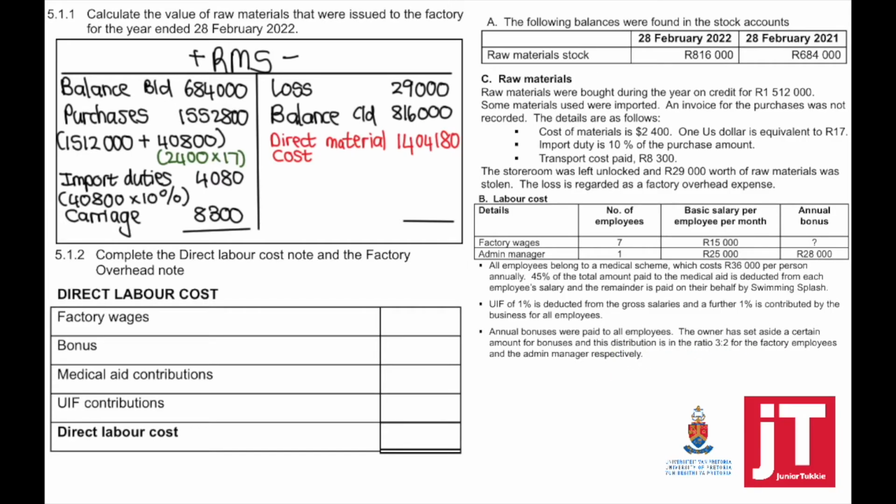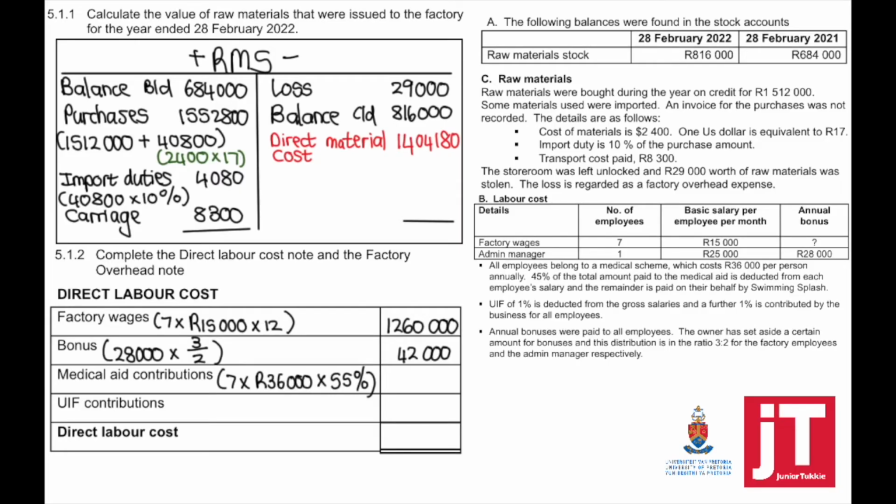So starting to calculate the factory wages, we've got 7 employees times 15,000 per month. This is why we need to times it by 12. To calculate the bonus, we're going to take the admin manager's bonus, and we're going to use the ratio that was given. This is why we're going to say 28,000 times 3 divided by 2. Remember, there are different ways in which you can get to exactly the same answer.